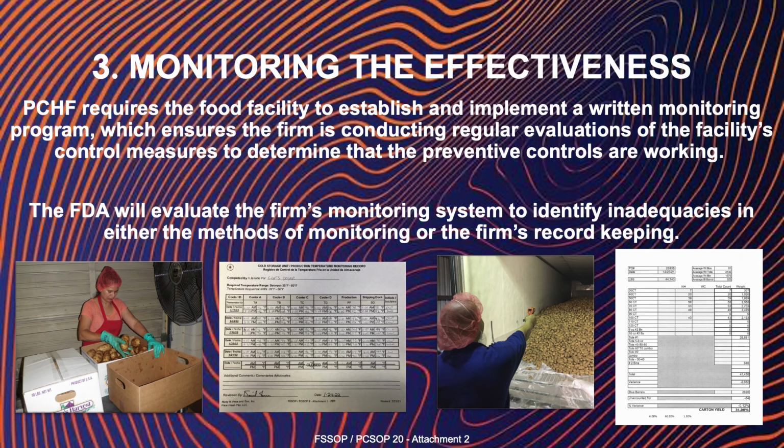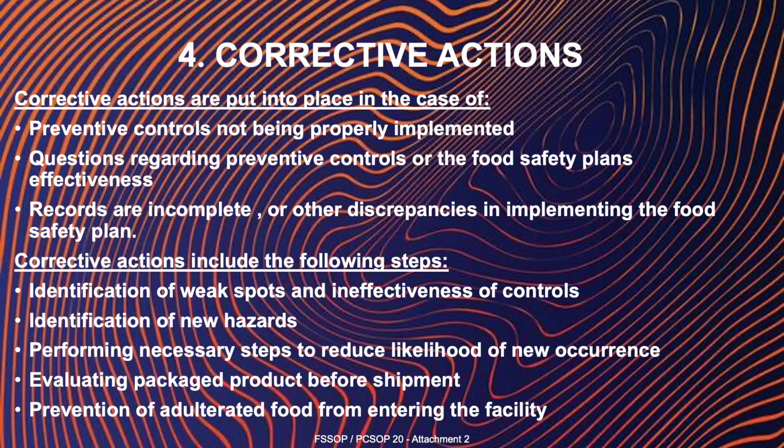3. Monitoring the effectiveness. PCHF requires the food facility to establish and implement a written monitoring program, which ensures the firm is conducting regular evaluations of the facility's control measures to determine that the preventive controls are working. The FDA will evaluate the firm's monitoring system to identify inadequacies in either the methods of monitoring or the firm's record keeping.